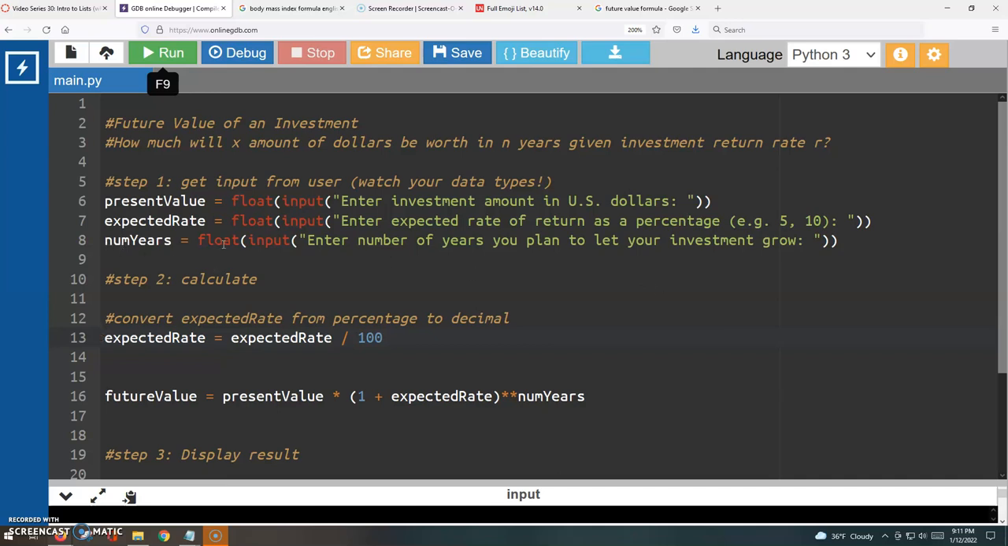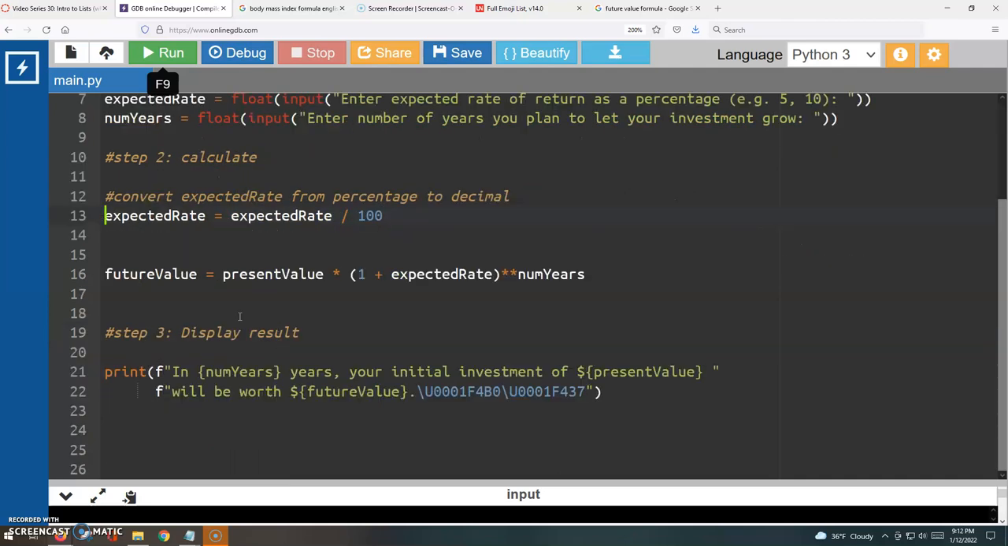So number of years, again, you could probably make that an int, but let's just go with a float in case it's going to be like 20 and a half years, or maybe they want some kind of odd amount. Okay. So I have the data from the user, and now it's time to calculate. I want to point this out again. We're converting the rate to a decimal. Okay, user is entering it as a whole number, a percentage. I'm converting it to a decimal.